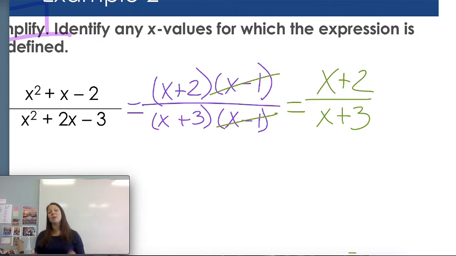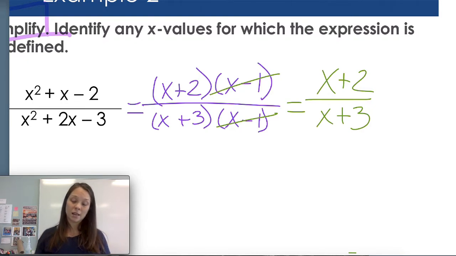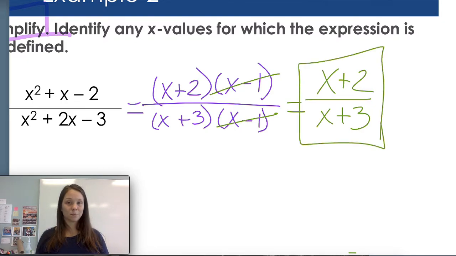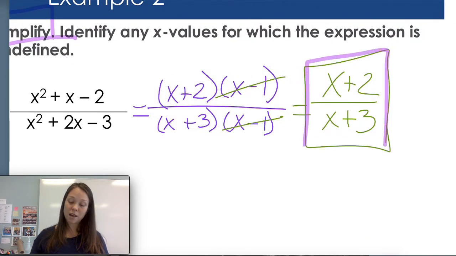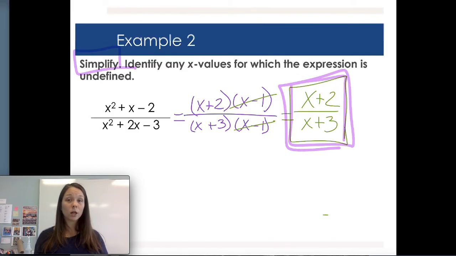Now, let's look back. Do we have any common factors? Remember, a factor is something that is being multiplied. We don't have any more multiplication happening in our fraction. We have addition, x plus 2 and x plus 3. So because of that, we have no more common factors, no more common things being multiplied. This is as simple as it gets. We are not allowed to cross out those x's because they are being added, not multiplied. So when the instructions say to simplify, this one takes a little bit more work, but that would be your final answer for simplification.